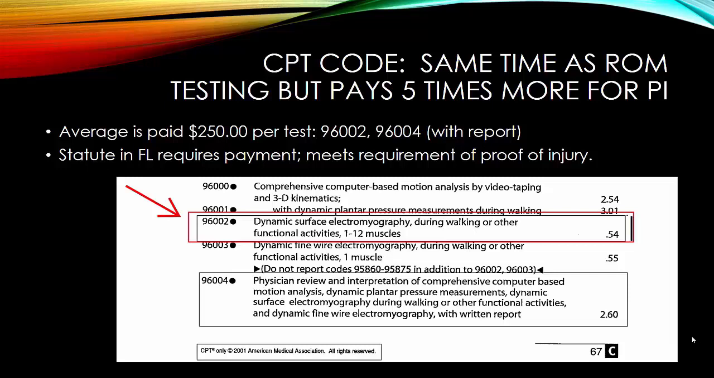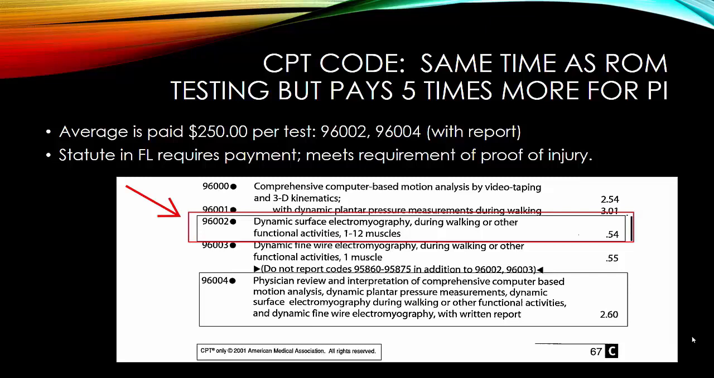The codes you'll be using are 96002, and that's for performing the exam. And you bill about $50 for that, and then 96004 is for your interpretation. You bill about $200 for that, for a total of $250. Not bad for a 5-minute test. See, the nice thing about it is it takes about the same time to do this as it would to do your range of motion by itself, yet pays 5 times that of range of motion.